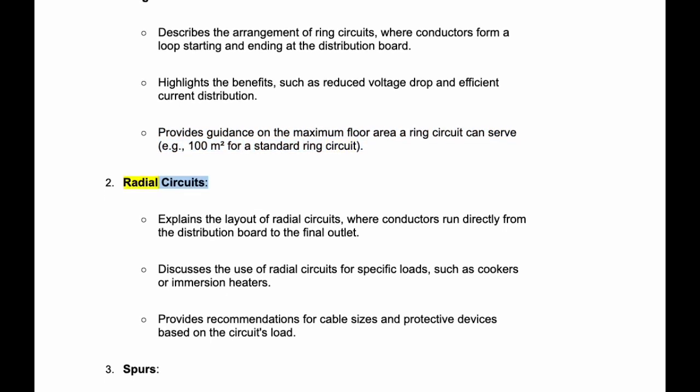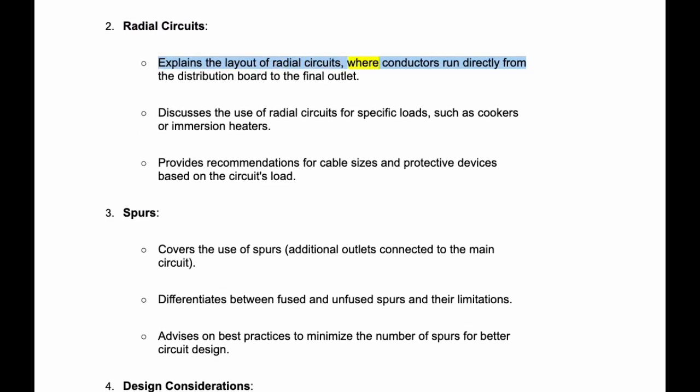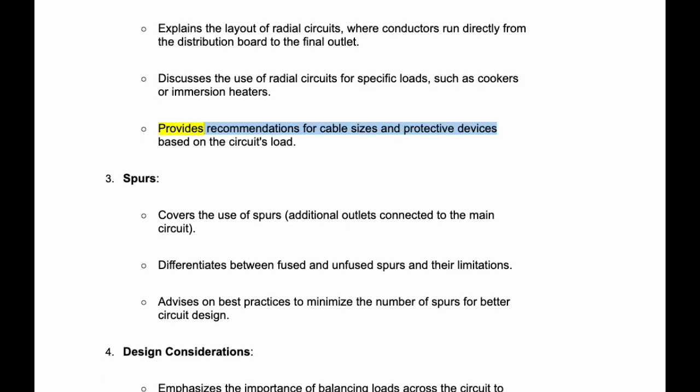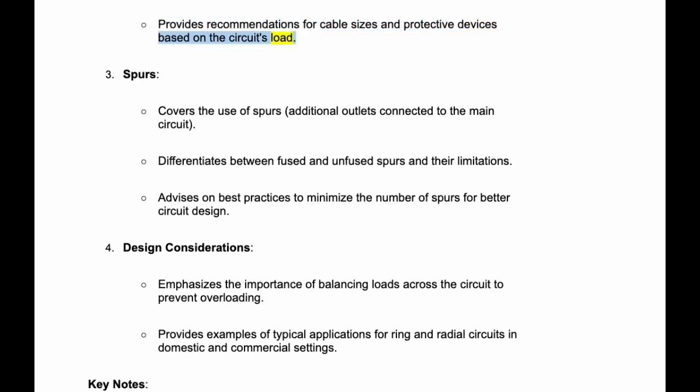Radial circuits. Explains the layout of radial circuits, where conductors run directly from the distribution board to the final outlet. Discusses the use of radial circuits for specific loads, such as cookers or immersion heaters. Provides recommendations for cable sizes and protective devices based on the circuit's load.